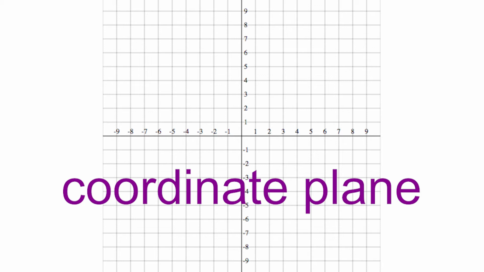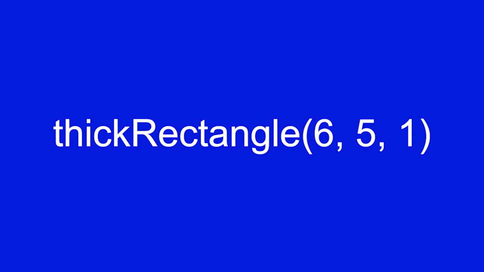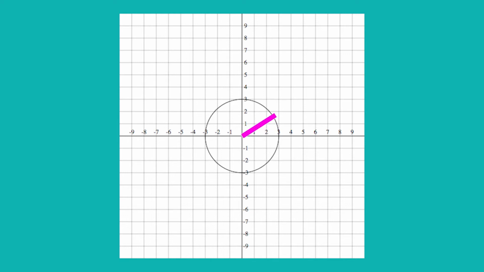A coordinate plane is like a piece of graph paper, and each box is one unit. When you create a thick rectangle, the last argument represents how many units thick the rectangle is. When you designate the thickness argument to be 1, it means it has a width of 1 unit, which is 1 box wide. When you create a circle, the radius is measured in these same units. A radius of 3 means there are 3 boxes from the center to the outside of the circle.